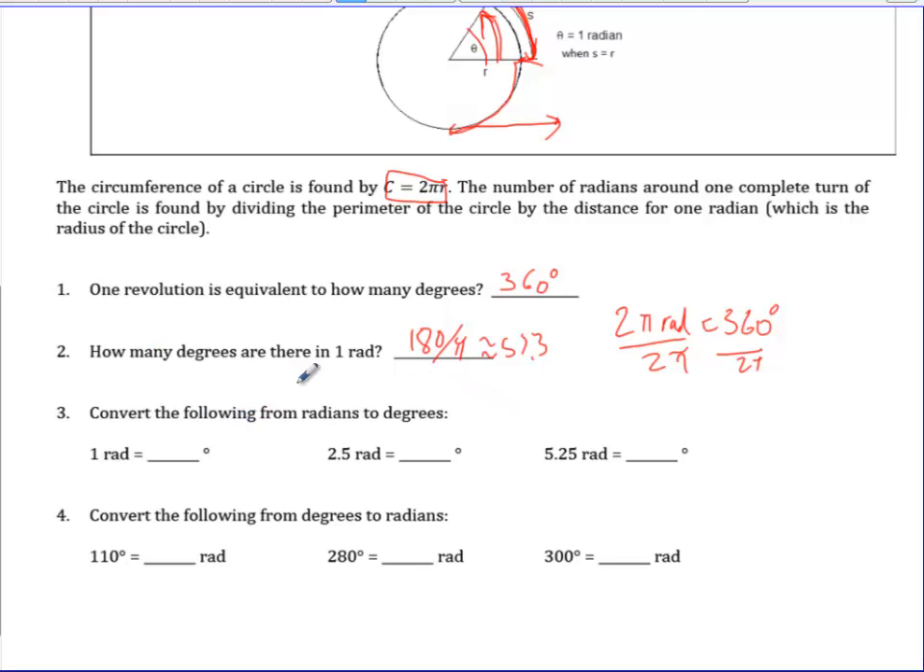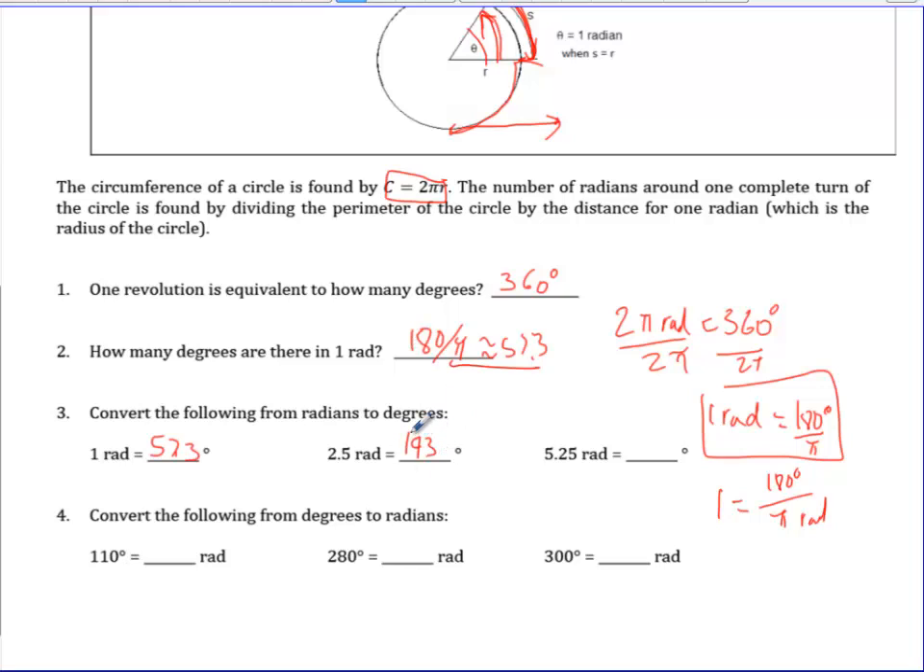Convert the following from radians to degrees. Well, since we have this conversion factor that 1 radian equals 180 over pi degrees, we can do this. It's a pretty straightforward thing. So we use the conversion factor where 1 is equal to 180 degrees over pi radians. So all I have to do is multiply this by 180 and divide it by pi, which is just what we had here, 57.3. 2.5, again, multiply by 180 and divide by pi, and you get about 143 degrees.